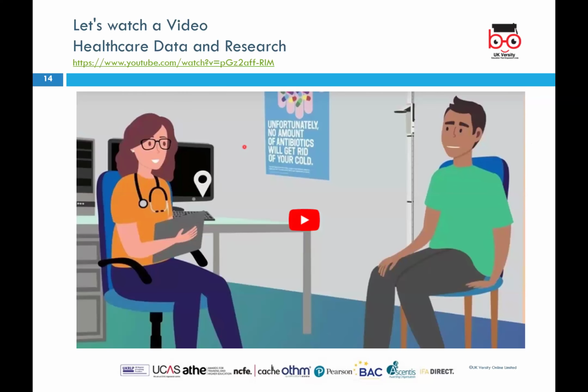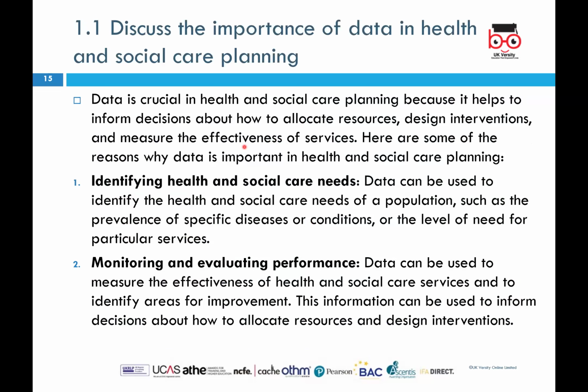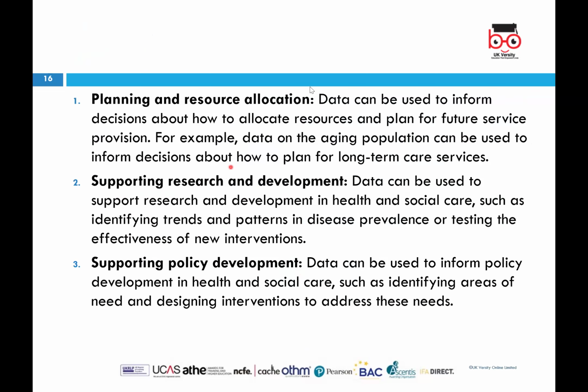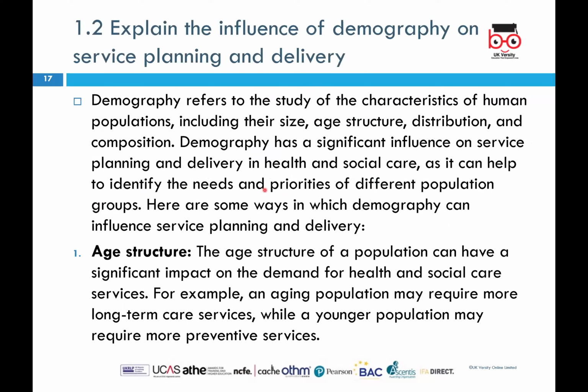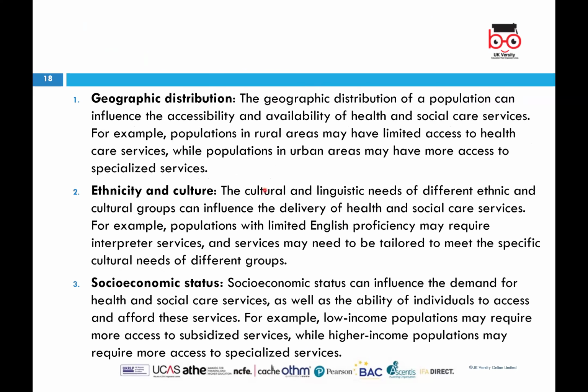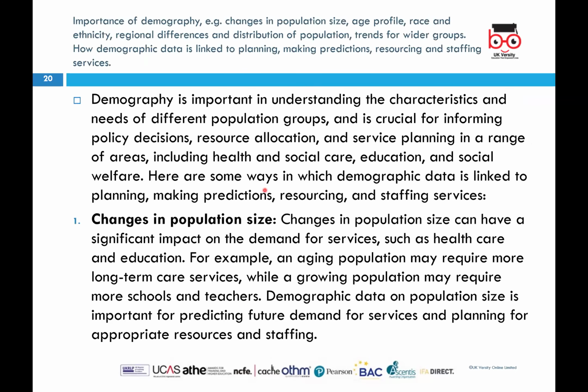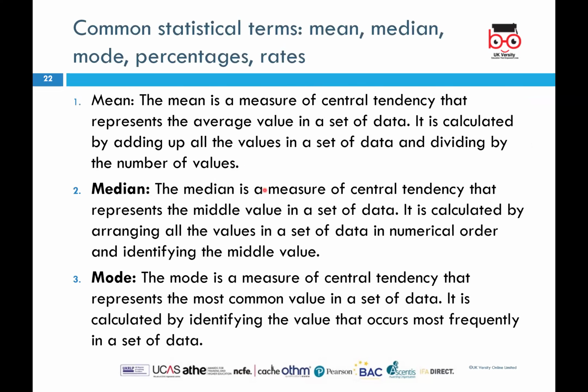Then we talked about this video, where we saw the importance of healthcare data and research. So healthcare data and research helps us in identifying health and social care needs, monitoring and evaluating performance, planning and resource allocation, supporting research and development, and supporting policy development. We talked about this, what we've just discussed now. So demography, we've talked about all of this.